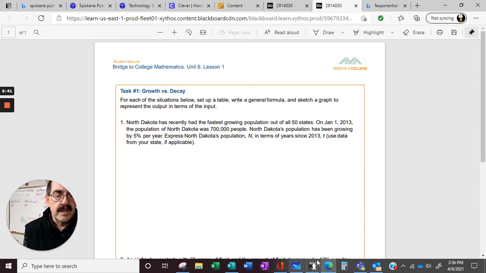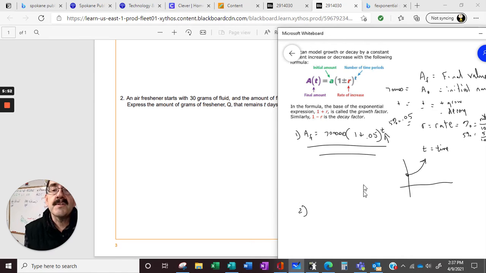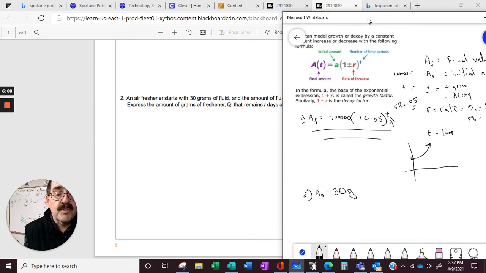Perfect. Now it wants you to sketch a graph. You could create some sort of a template, and we start with 700,000 and it's going to grow over time. The second one is decay. Our start is 30 grams, 12% per day. R is 12%, so 12 over 100 equals 0.12 after t days.